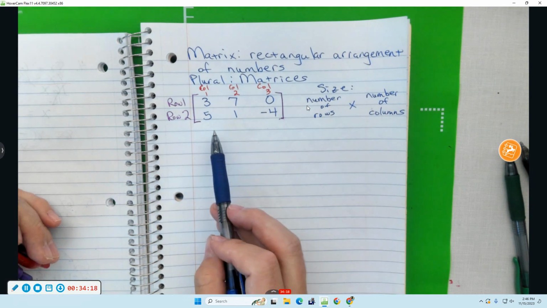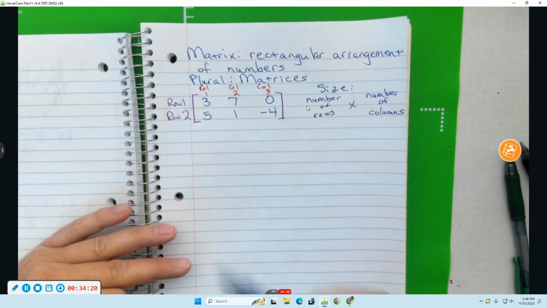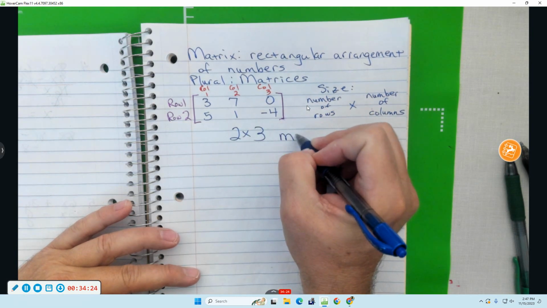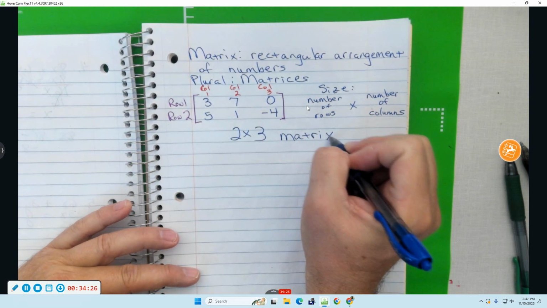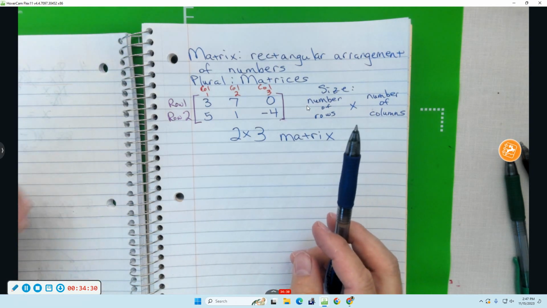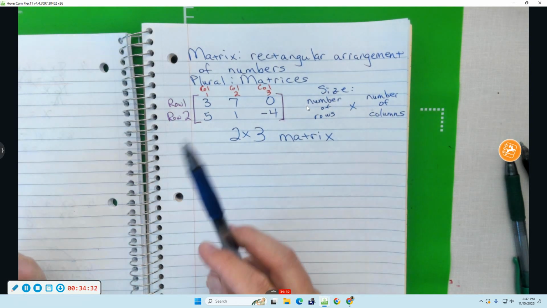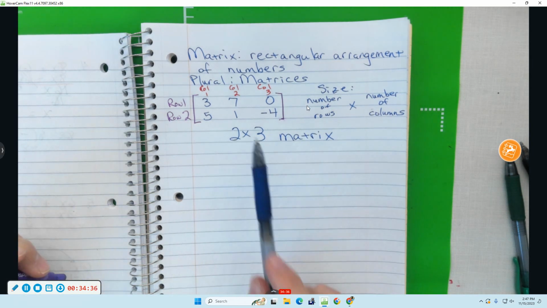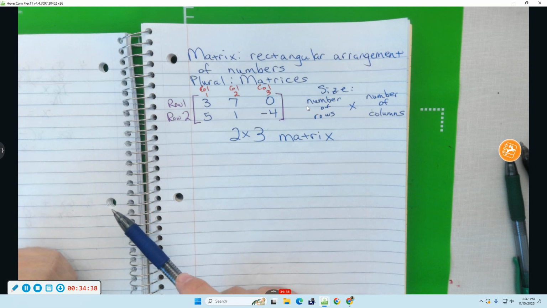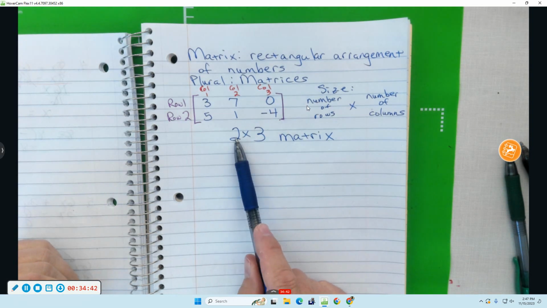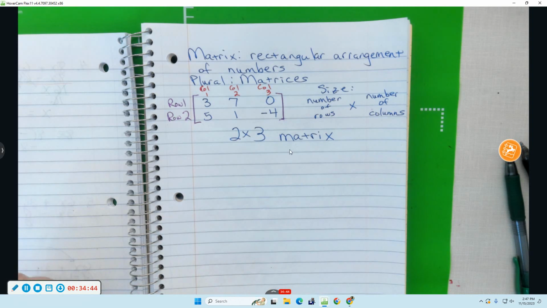So for this matrix I made up here, we would say that this is a 2 by 3 matrix. And that little X is read as "by," just like when you talk about the dimensions of, say, the floor in a room. It's 22 by 17 feet, something like that. The size is given as 2 rows, 3 columns.